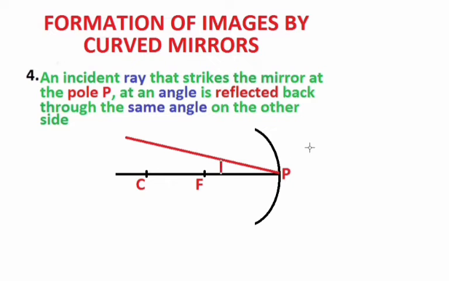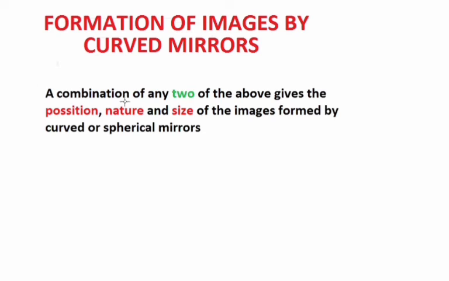Here, the ray will also be reflected back from the other side of the principal axis CP at the same angle. So I indicate the directions. Here is the reflected ray at an angle which is equal to the red angle. I'll draw that with a green line. So these 2 angles are equal to each other. So this is my reflected ray, and I have to indicate the direction of the reflected ray. A combination of any 2 of the above gives the position, nature, and size of the images formed by the curved or spherical mirror.